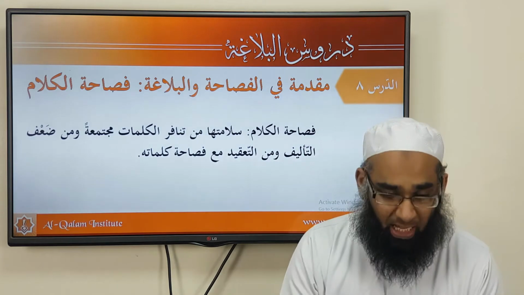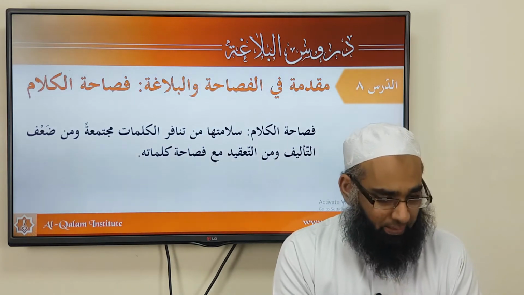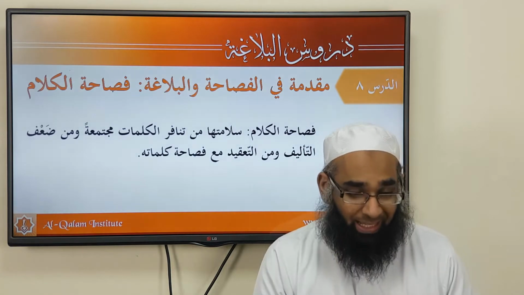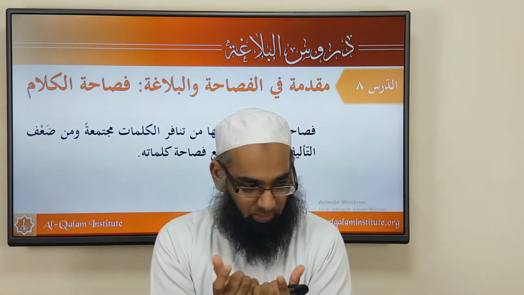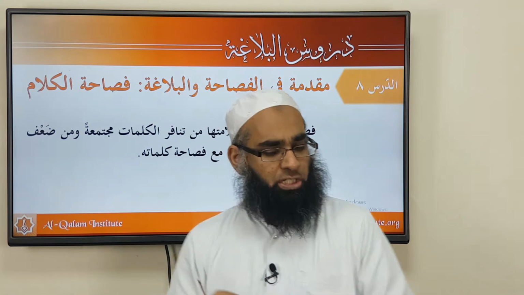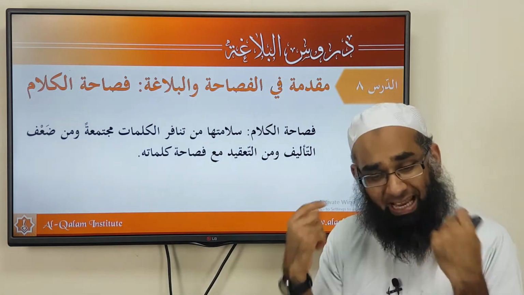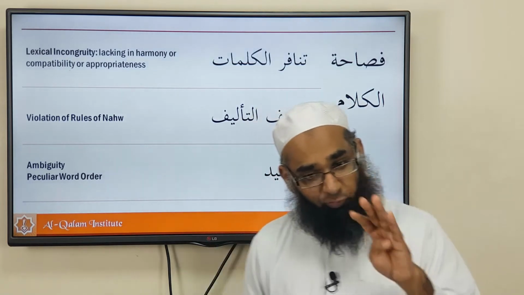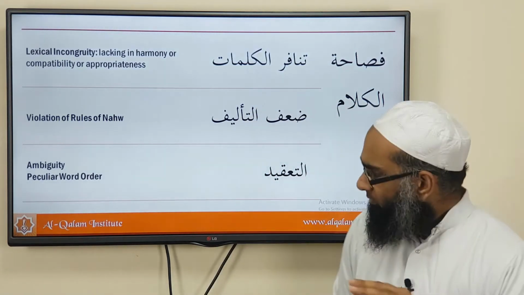So now we finish فصاحة الكلمة. So we understand when a word is فصيح, that word itself. Now we're at كلام. كلام means the entire sentence, whether it's اسمية, فعلية, إنشائية, خبرية, the كلام itself. How is the كلام فصيح? So understand that we have to remember that there are three rules as well here.